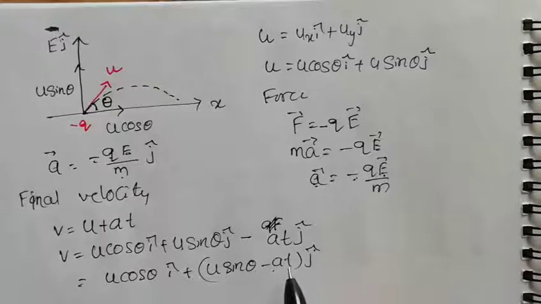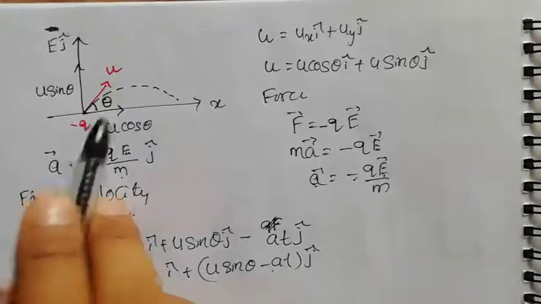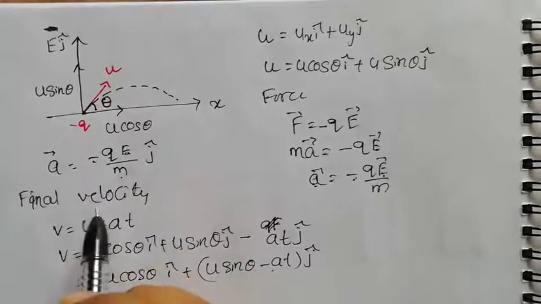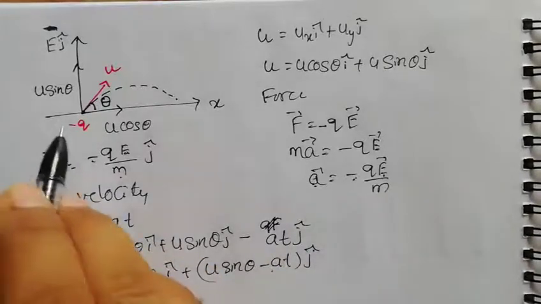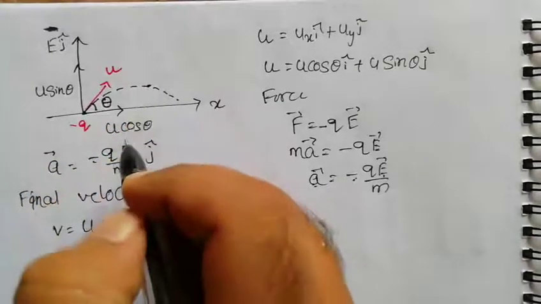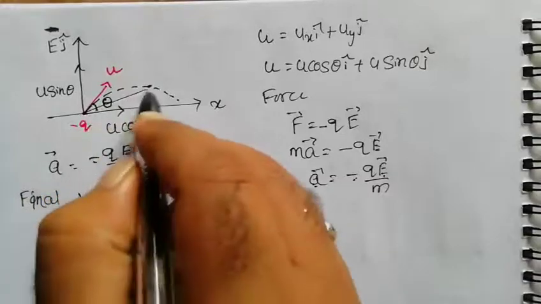Now let us take the x value and y value. In this case, what is the value of x and what is the value of y? Okay, so somewhere here the particle is there. Its position vector is how much now? R.